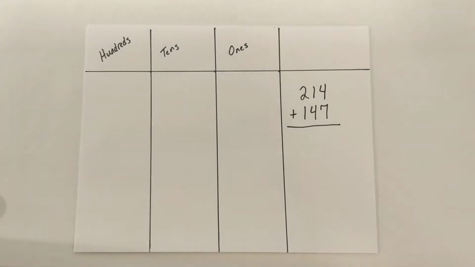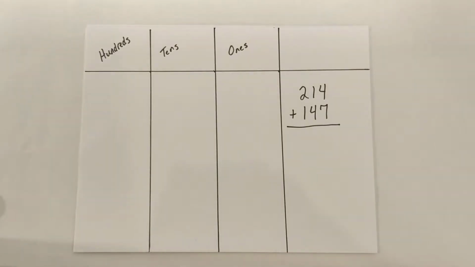Hello AACPS teachers. In this video we're going to look at using place value disks as a concrete manipulative to show addition of whole numbers as students begin to use the traditional algorithm. We're going to look at a 3-digit plus 3-digit example, 214 plus 147.